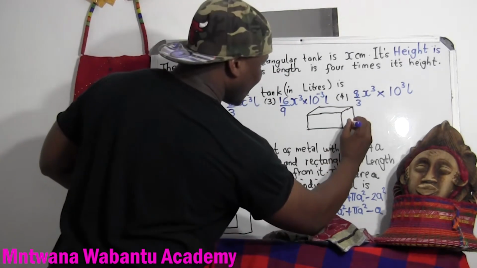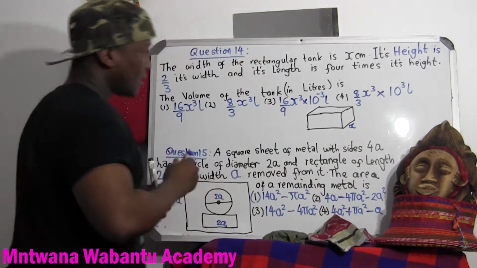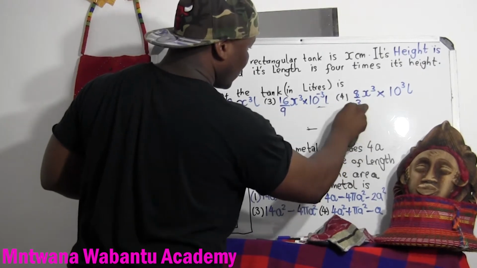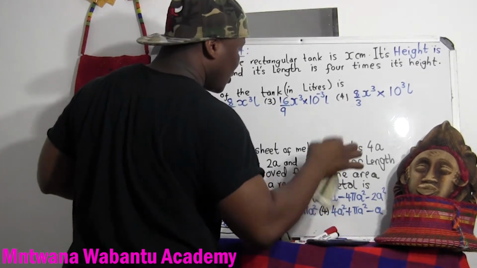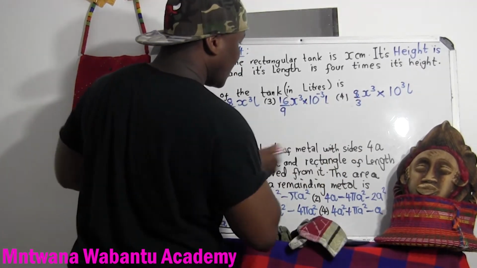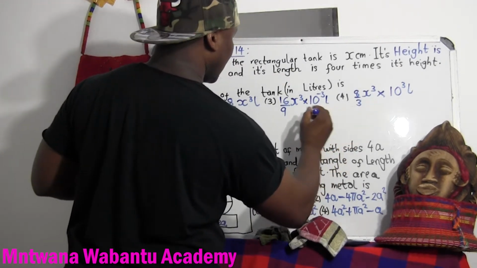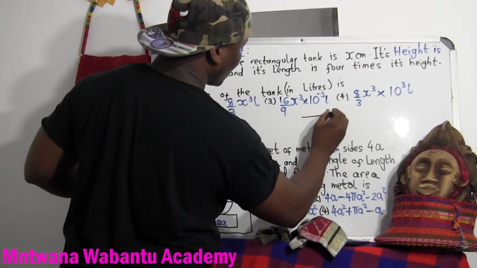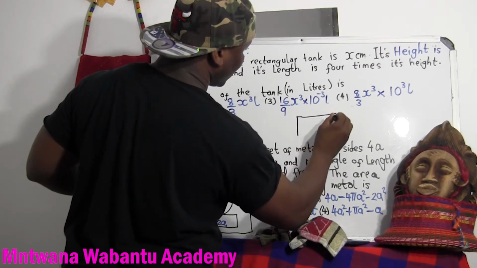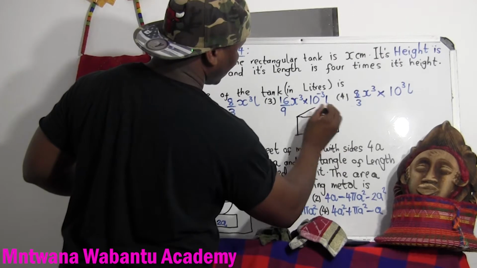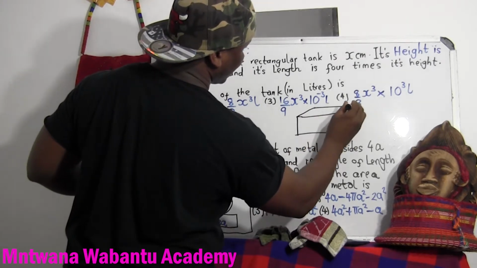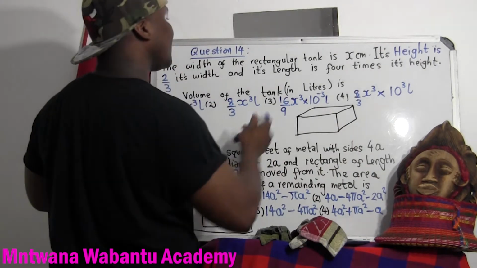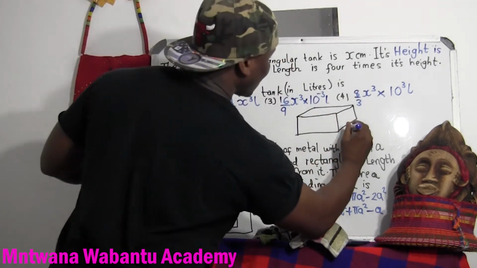So now they say here the width of the rectangular tank is x. So the width equals x. Let me draw a bigger one, it's too small, so you can see all the height. Okay, so the width equals x. The width of the rectangular tank equals x centimeters.